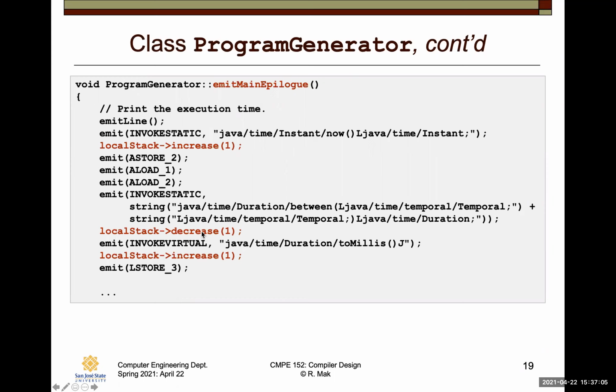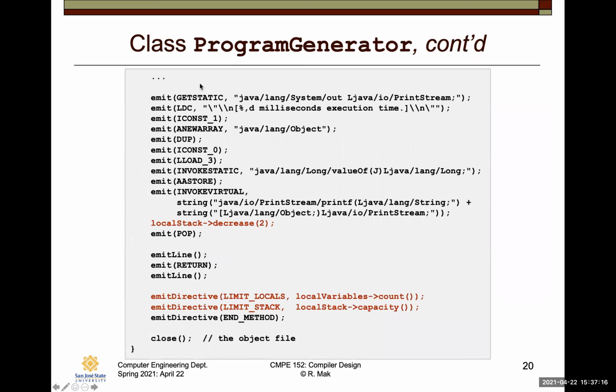It's just keeping track of whether the instructions will increase the size or decrease the size of the operand stack. All right, and here's more stuff coming. Here's where we actually print out the elapsed time, and here we are emitting the .limit stack and .limit locals, so we're getting those values out of the local variables and the local stack objects. So that's the program generator.